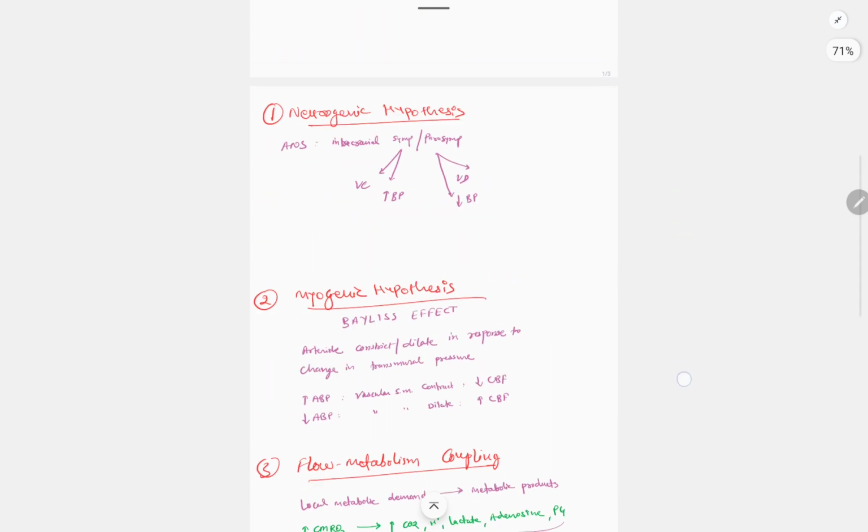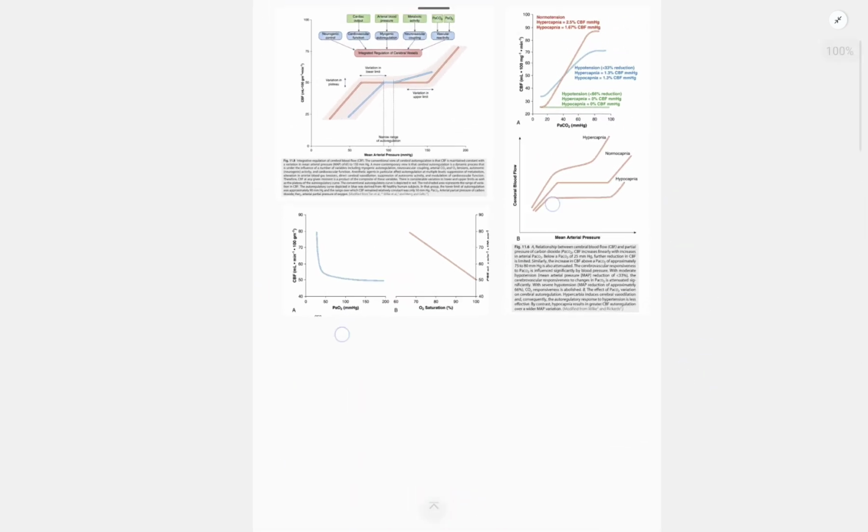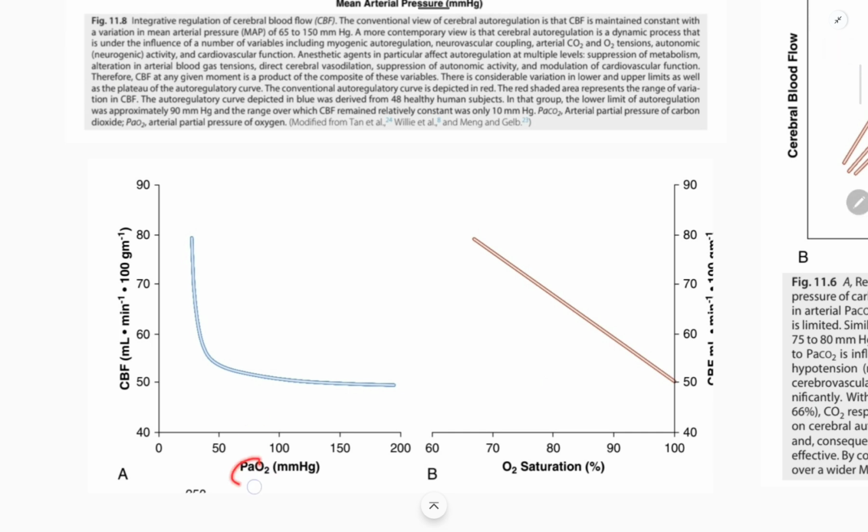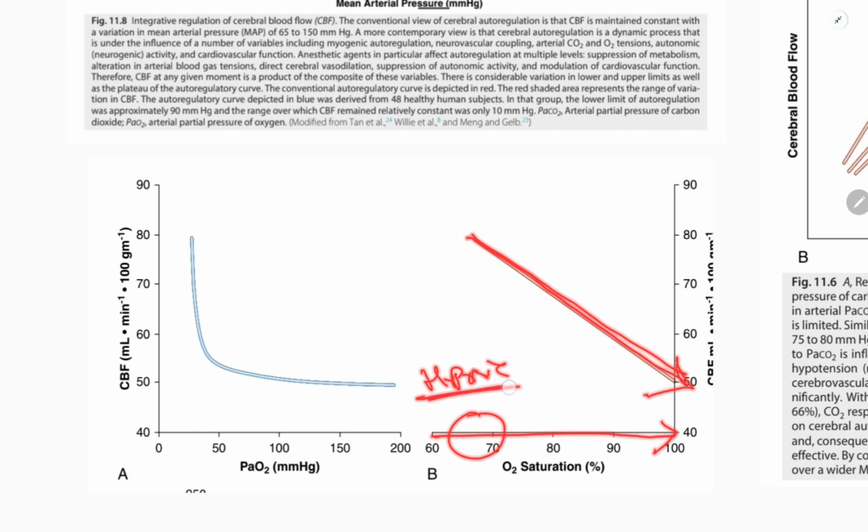Now, we will discuss only 3 parts. One another thing, PaO2, oxygen concentration, oxygen saturation. As oxygen saturation or PaO2 increases, like 50, 100, 150, 200 PaO2, the cerebral blood flow will fall. This is the reverse of carbon dioxide. There is a linear relationship with oxygen saturation: as oxygen saturation increases, the cerebral blood flow will decrease. So in hypoxia, this is the hypoxic part, your cerebral blood flow will be higher.